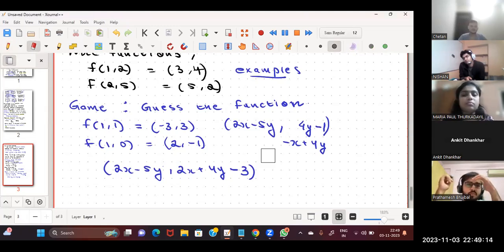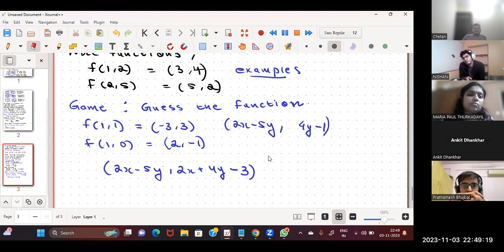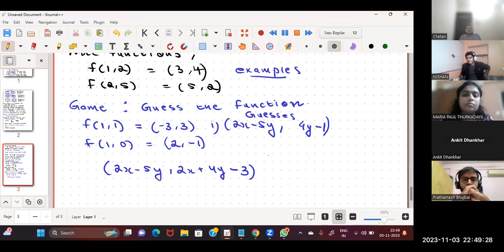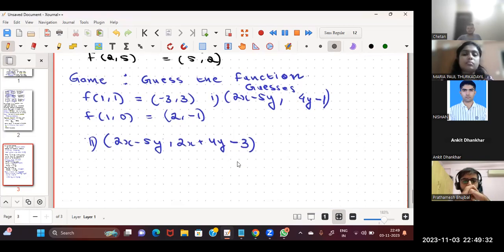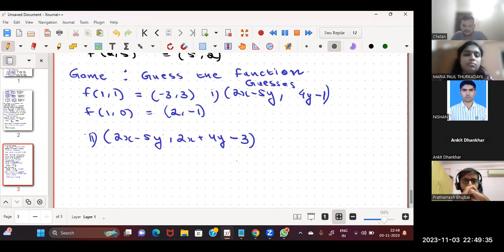So can we say that there are infinitely many possibilities for such functions? That infinitely many possible functions can give you the same output for the same input. Can we conclude that there is no one single answer to these? There can be multiple answers. One example was given by Ankit. Another I gave.